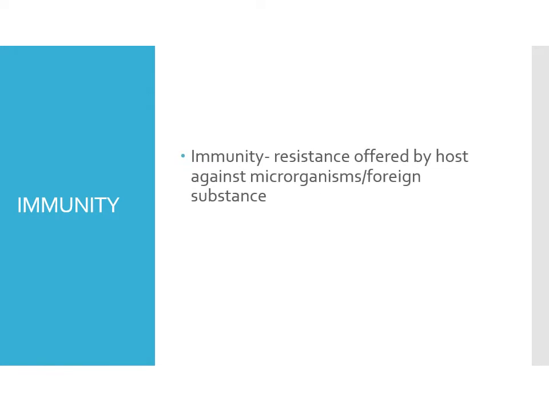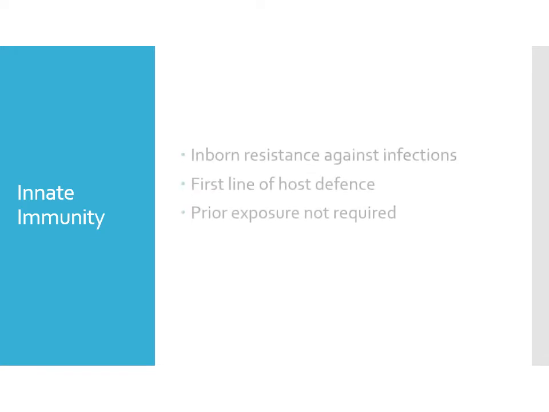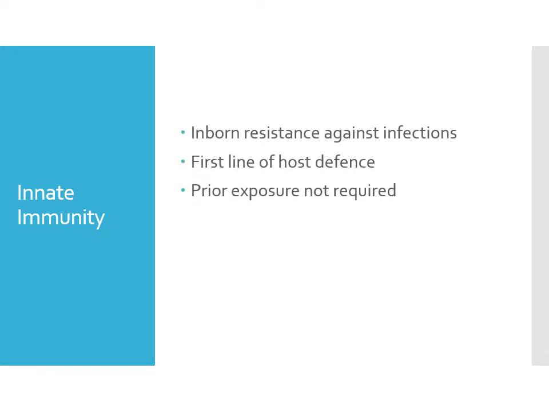As I have already told you, immunity is the resistance offered by the host against any microorganism or foreign substance. There are two types of immunity: one is innate, which you have since birth, and the other is acquired immunity, which a person acquires in his or her lifetime. Innate immunity is because of the genetic or constitutional makeup of that person. So innate immunity is the inborn resistance against infection.